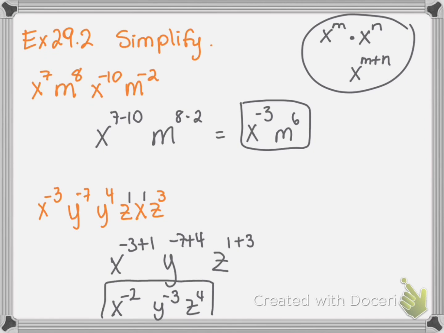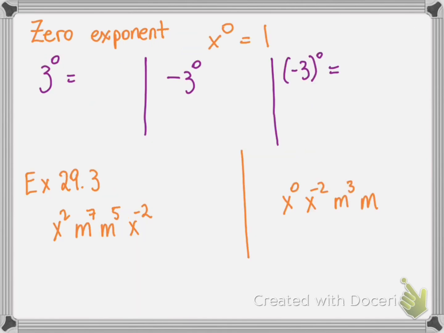That's our answer. Now the zero exponent is really easy. Any number to the 0 power equals 1. That's this rule here. We have to remember that. Now that's very different than if I have an x. An x is the same as x to the 1 power. So those are very, very different things. But an x to the 0, or another way of saying that is any number to the 0 power, is going to give me a 1.